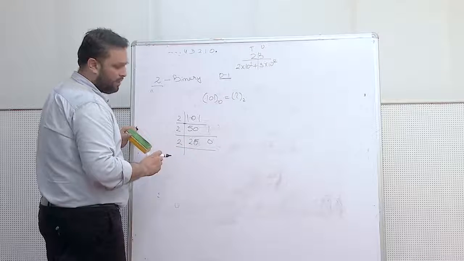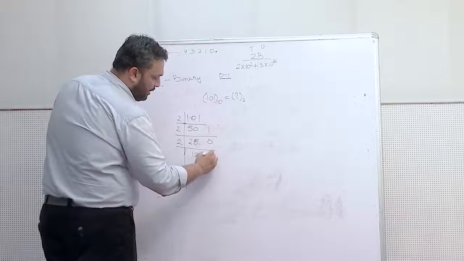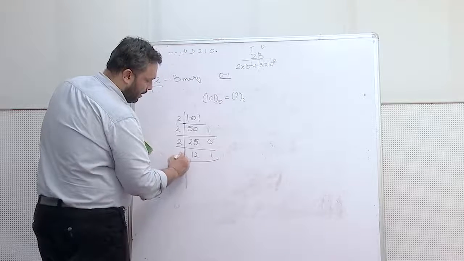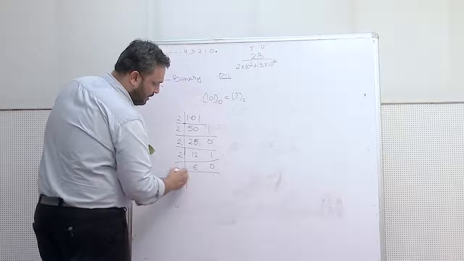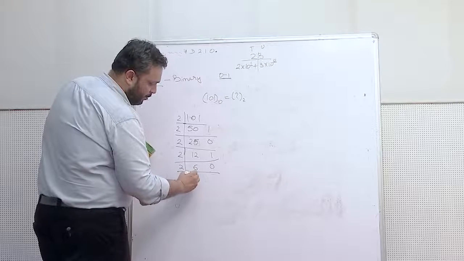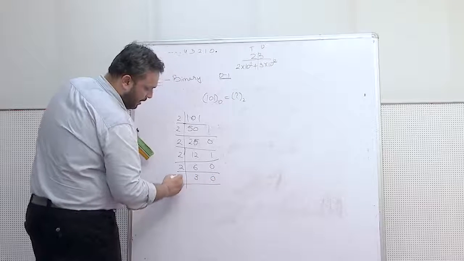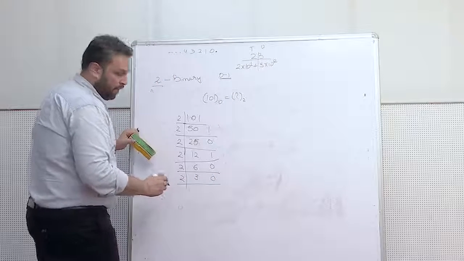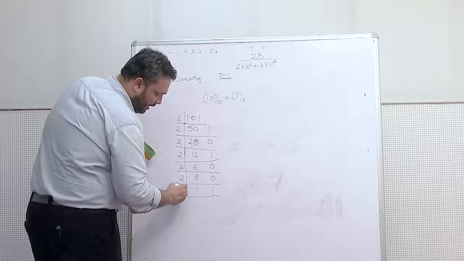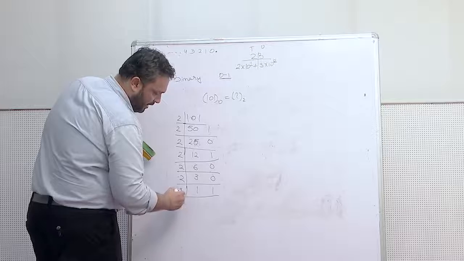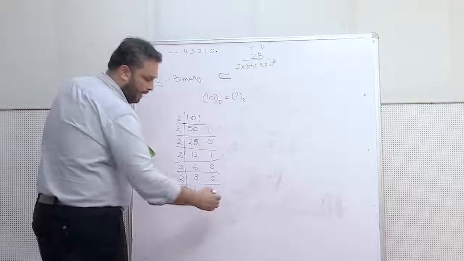You again apply the division, and upon applying the division, you get 12 as quotient and 1 as remainder. You again apply the division, you get 6 as quotient and 0 as the remainder. You again apply the division, you get 3 as quotient and 0 as remainder. You again apply the division, you get 1 as your quotient and 1 as your remainder. And finally, when you apply the division again, you get 0 as your quotient and 1 as your remainder.